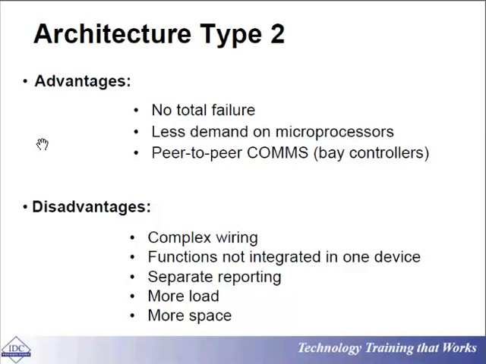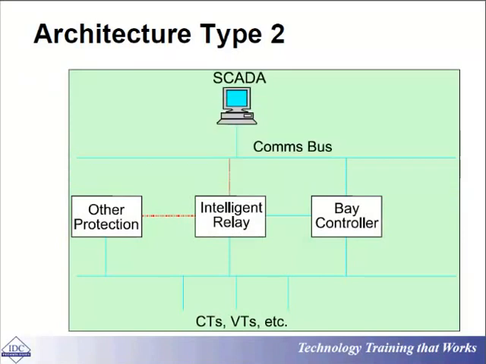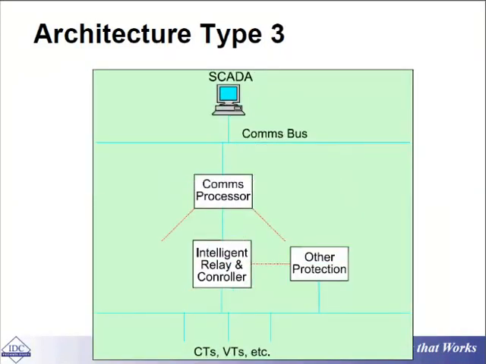Problem? Well, the problem, of course, is that since you have added another layer, it will be more complex. More load, it requires more space, more devices, more cost. That's how it is. So up to here, your system is protection-based. Is there any other way I can do it? Yes, I can combine that intelligent relay and controller together and add another comms processor. So this time it is comms-based, not protection-based.